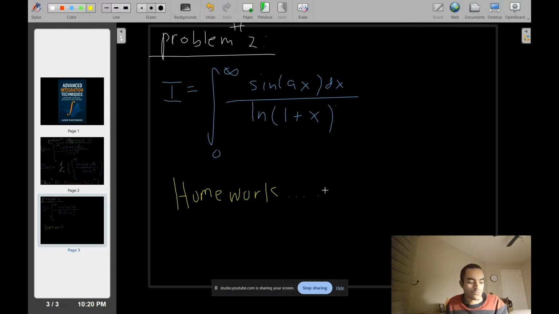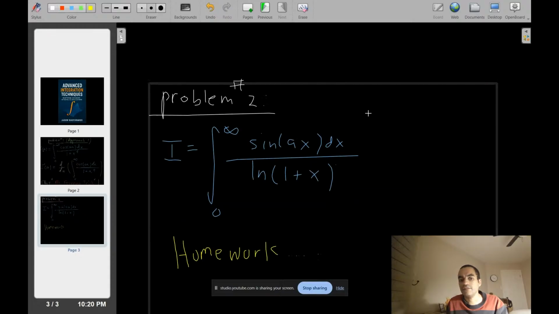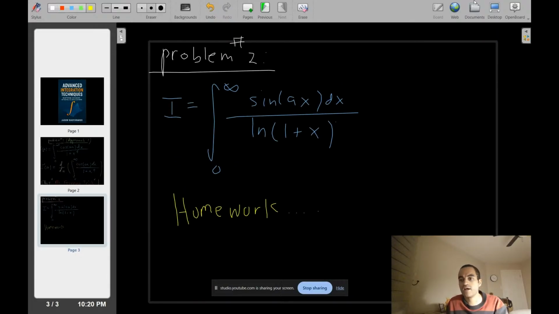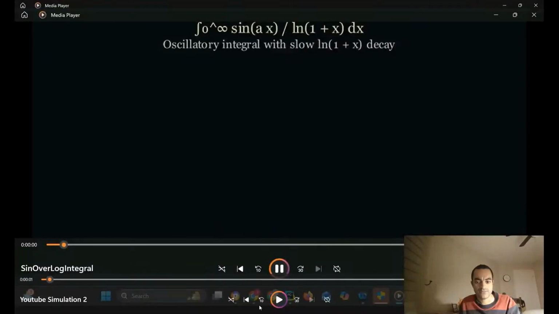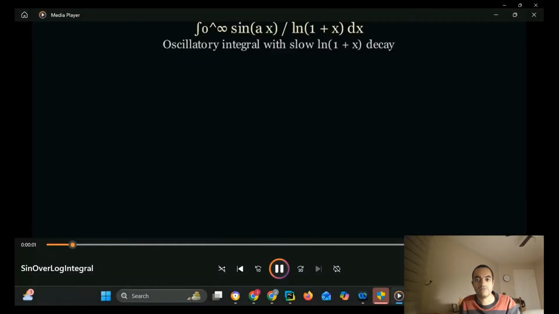And what we're going to do, I think, is I want to show you a simulation. Just give me a sec. I'm going to show you a really interesting curve here, another simulation of this function, sine of ax all over ln of 1 plus x. So let me just share my screen. So, sine of ax all over ln of 1 plus x.